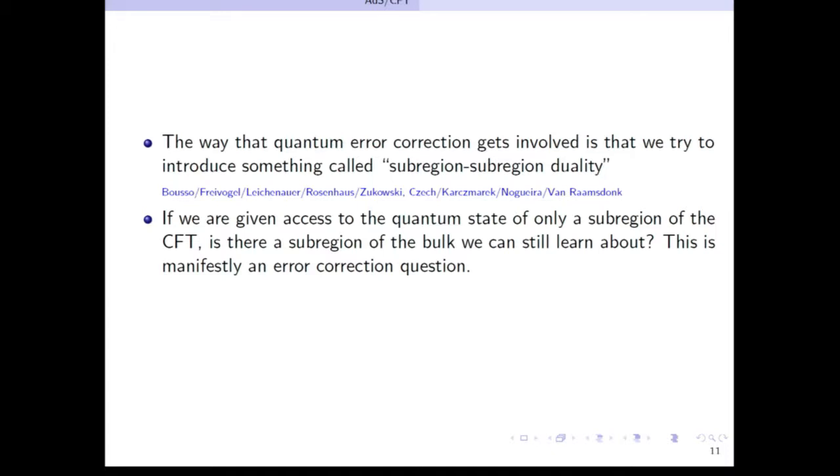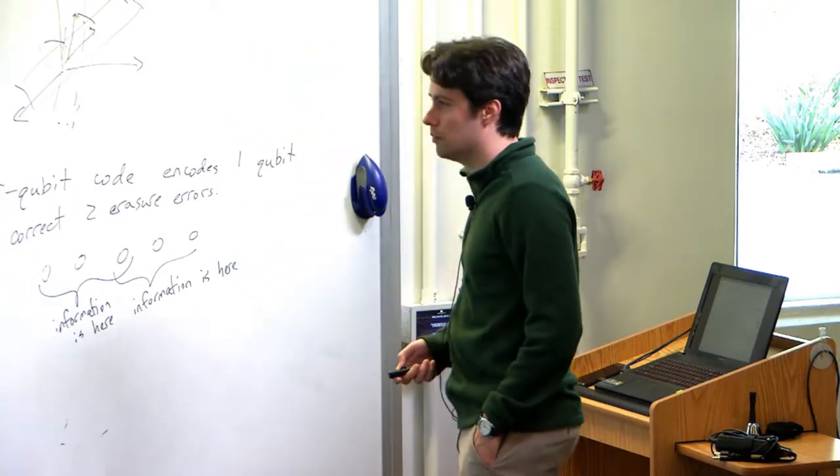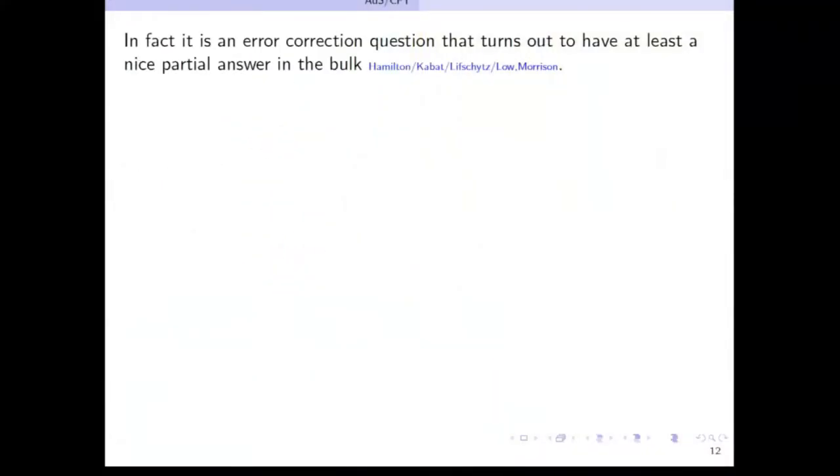Said this way, this is very obviously an error correction question, right? We erase part of the sphere, and we're trying to see if we can still recover information from the part that we didn't erase. Okay. Now, in fact, not only is it an error correction question, it's an error correction question that has an answer, or at least a partial answer, which was explained by these people.